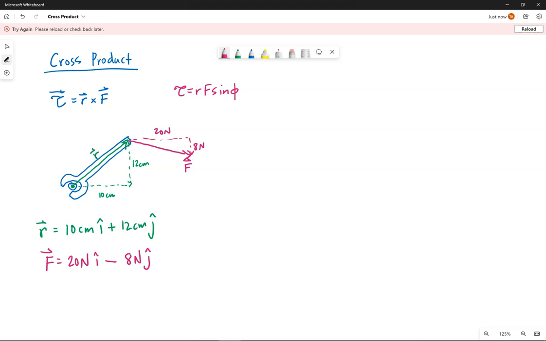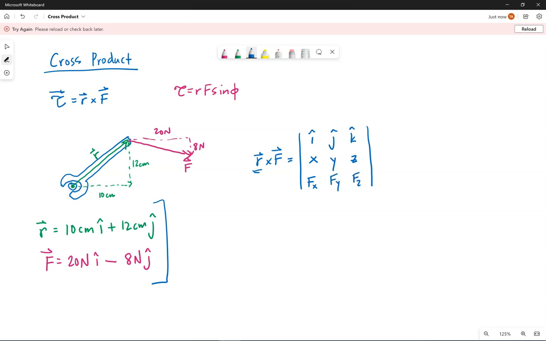To do the cross product, though, we set up a matrix. So when we're saying that R cross F is, in the top of the matrix, we put the unit vectors. So I, J, and K. In the next row, we put the components of R. Now I'm going to solve this symbolically first, and then we'll come back and solve it with the R and F that I have made up. The last row of the matrix, we put in the X, Y, and Z components of the force, the second vector in the cross product.